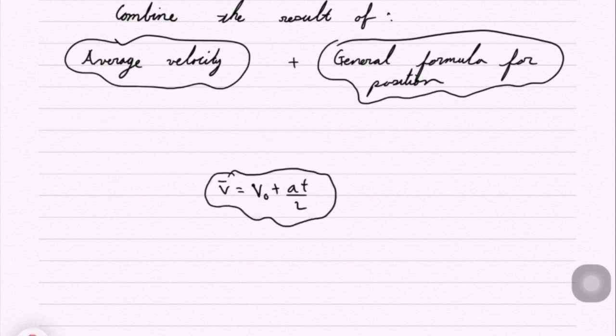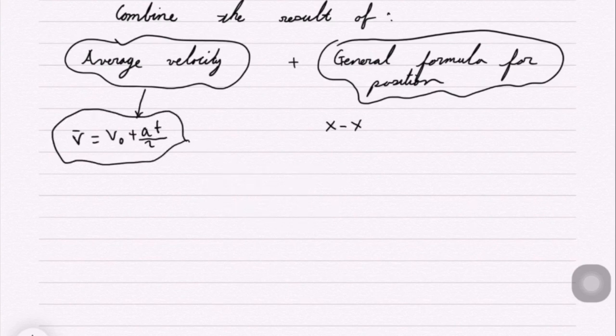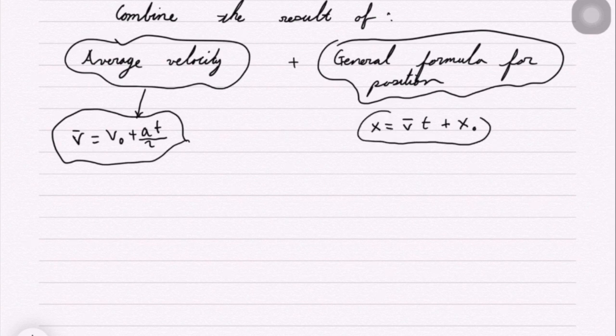So now that we have the average velocity, we can move that up a little bit. Now the general formula for position. The definition of average velocity again is x minus x sub naught over t. And if we multiply both sides by t, then the t on the left side will disappear. When we add x sub naught on both sides, then x sub naught from the left side will disappear. And what we have left is position equal to average velocity multiplied by time plus starting position.